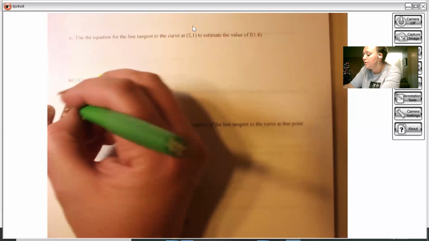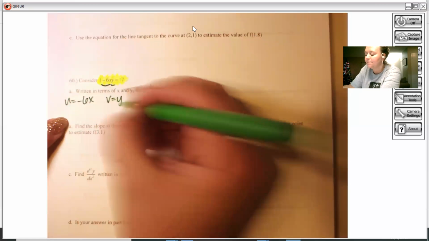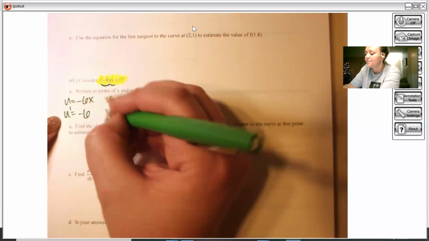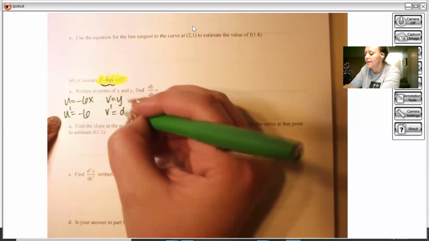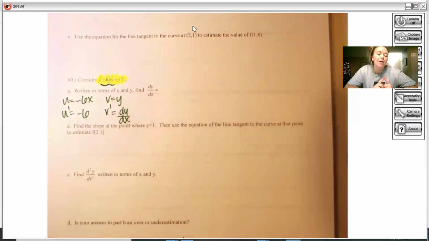So my u is going to be the negative 6x. My v is going to be the y. So my u prime is going to be negative 6. My v prime is going to be dy/dx. Now remember, these aren't dt's where I'm looking for a t. As long as it's an x for a dy/dx, that's good enough. I don't have to put anything on the end of any x terms.